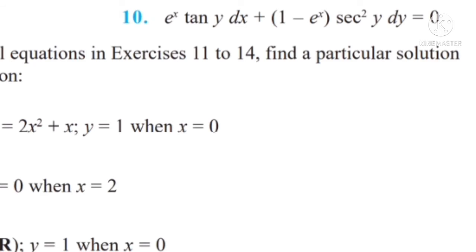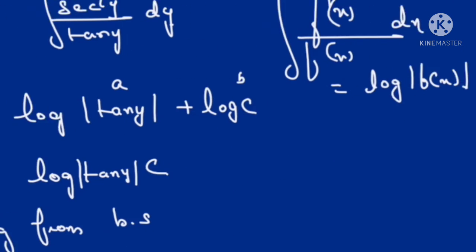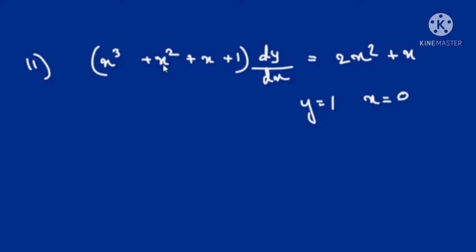Both are same. From 11, find the particular solution. General solution will have the constant c. Particular solution is when at a particular point you are finding the solution. That is called the particular solution. So we are going to find the particular solution. So this is the equation: x cube plus x square plus x plus 1 dy by dx is equal to 2x square plus x, y is 1 at. So this condition is given. So we can find out the constant c. When you find the constant c, the general solution will become particular solution.